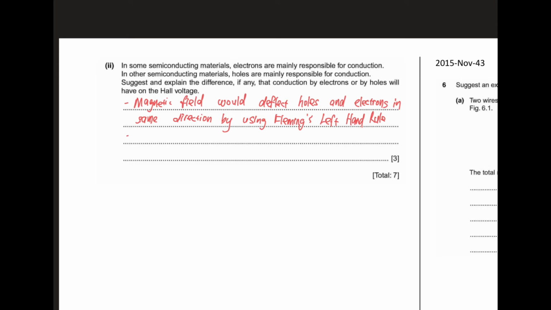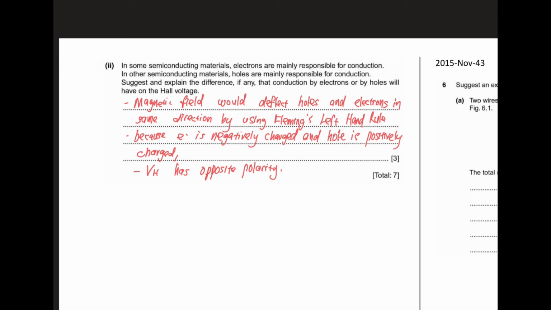Okay, so then next point, because electron is negatively charged and hole is positively charged. Third point, VH has opposite polarity. So these are the effects. Okay, so settled.